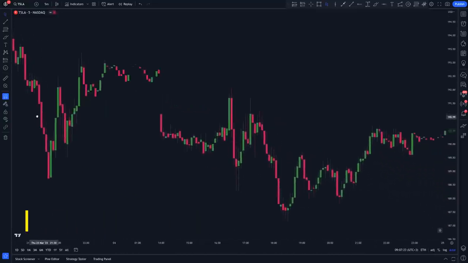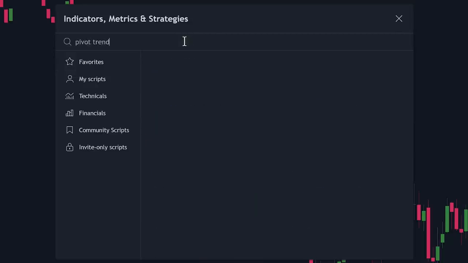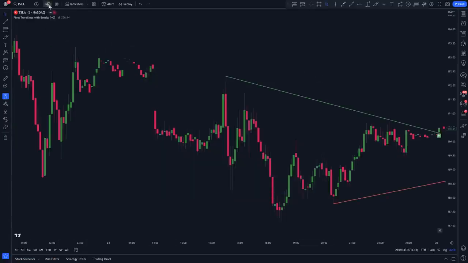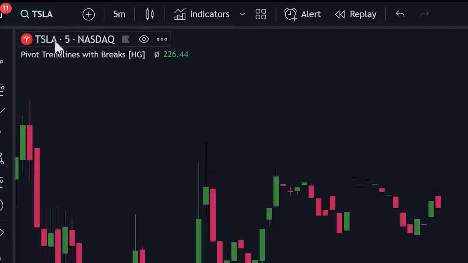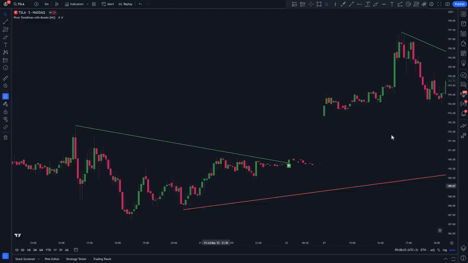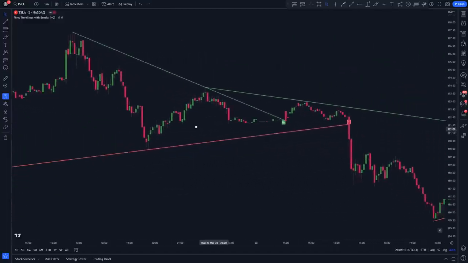To add it to your chart, you just click here, then type in Pivot Trendlines. Select this one by Han-Getty. Also, for this video, I'm gonna be using the 5-minute time frame of TSLA, which is the ticker symbol for Tesla. Now, this indicator is a powerful tool that uses pivot points to identify potential shifts in market sentiment from bullish to bearish and vice versa.